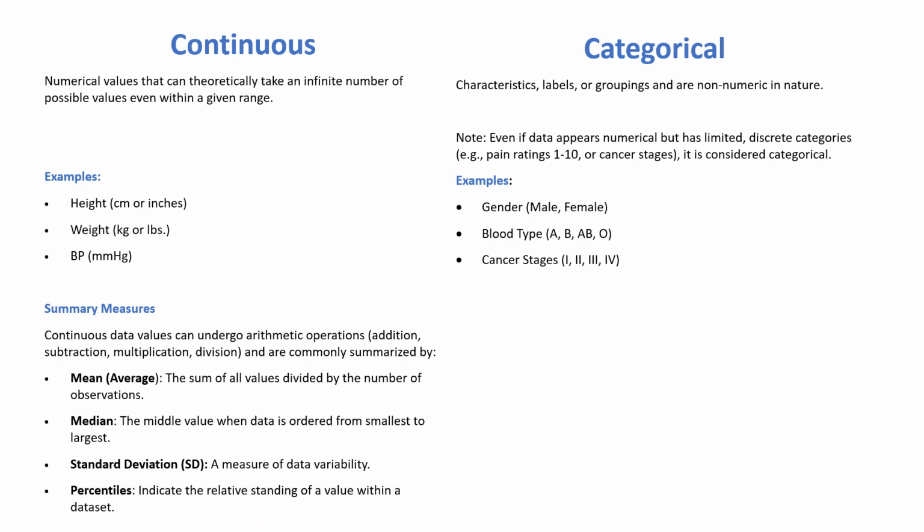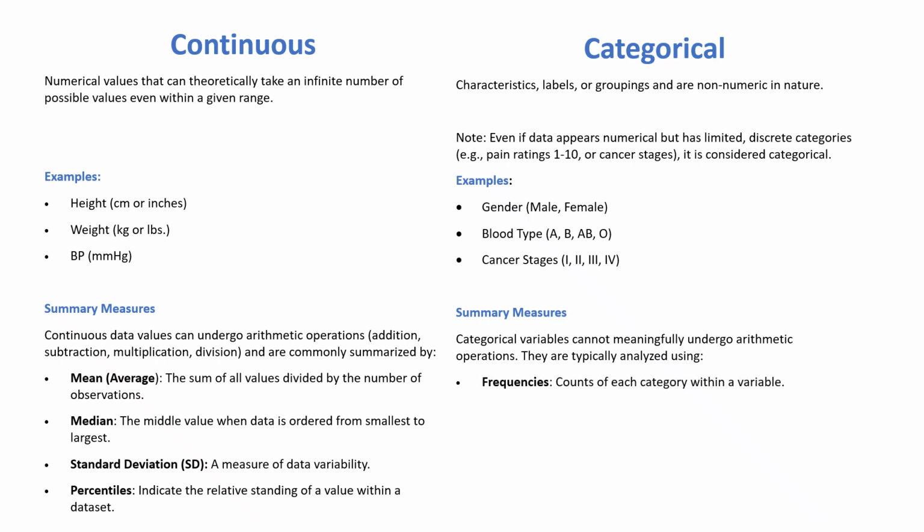On the other hand, when it comes to summarizing categorical variables, we know that they cannot be multiplied, subtracted, added, or divided. So they are typically analyzed by providing the frequency, which is simply the count of each category within a variable. Or we measure the proportions, which are ratios or percentages of each category in each variable relative to the total number of observations.